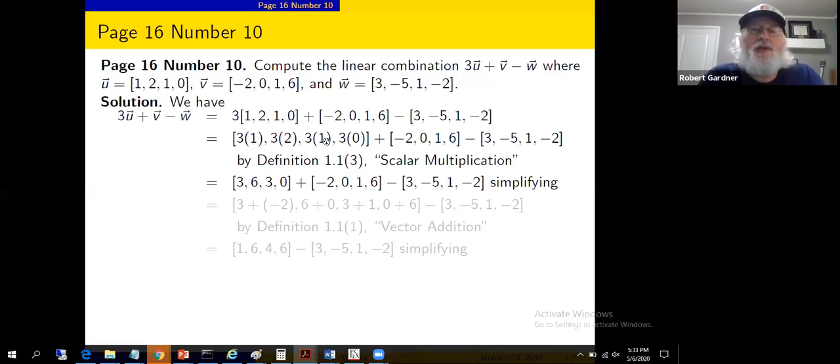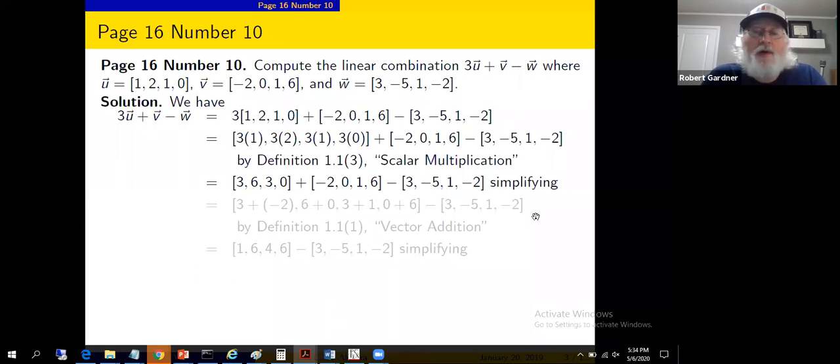Computationally, take that 3, put it on each of the components, and simplify: 3 times 1, 3 times 2, 3 times 1, 3 times 0. Who justifies this manipulation? Why, that's the definition of scalar multiplication. We stated it with an r as the scalar, and r went on each of the components of the vector in that scalar multiple of the vector. Okay, so simplifying produces this.